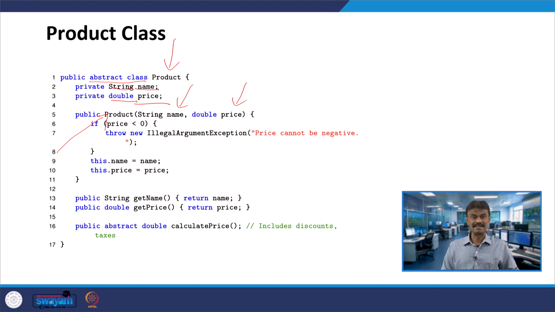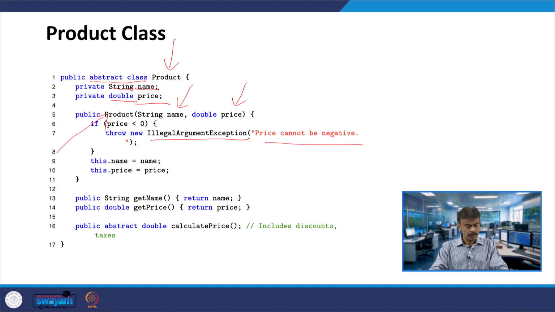If price is less than 0, that is not possible. Equal to 0 is possible, since sometimes you may get items free. But less than 0 is not possible. In that case it will throw an IllegalArgumentException, printing "Price cannot be negative".